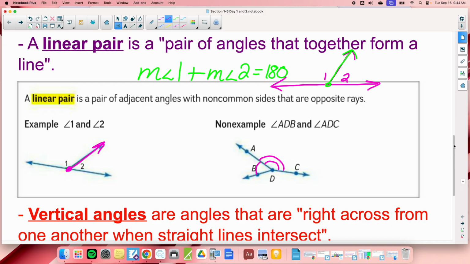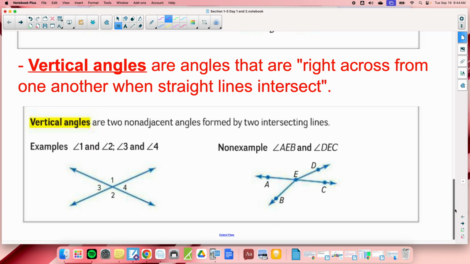All right. Now, this is another thing that we talk about from now until the end of the course, and it's vertical angles, okay? Vertical angles are angles that are across from one another when you have lines that intersect, okay? And they have to be straight lines. So I'll show you what I mean by that. If I draw 2 straight lines, okay? And I'm gonna label these 1, 2, 3, and 4, okay?